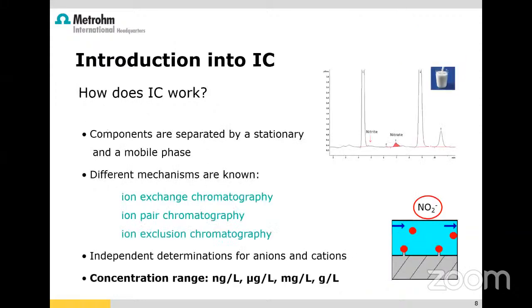Now, how does IC work? Components are separated by the stationary phase and the mobile phase. There are different mechanisms. IC can be differentiated into three types of mechanisms. One is ion exchange, which is predominantly used, in 99% of applications. Then we have ion pair, then we have ion exclusion chromatography.